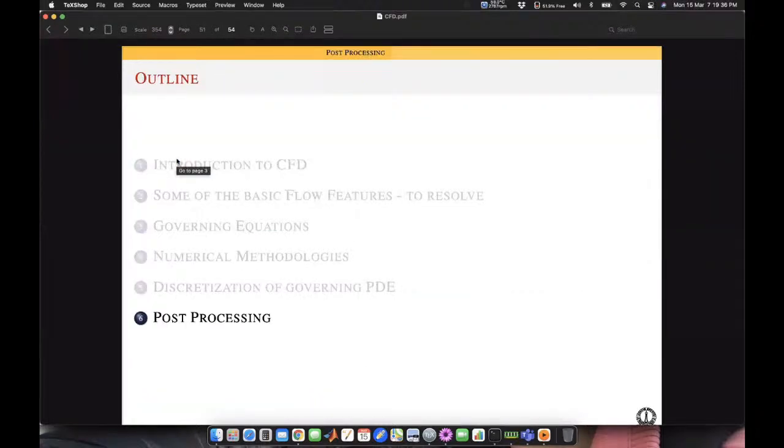Yeah, so we have done with this. What we do is we have seen certain methodologies to solve it. You write a code with these methodologies and submit it to a computer. The computer will generate data. Now what will you do with the data? You have to post-process the data, and that process is called post-processing.